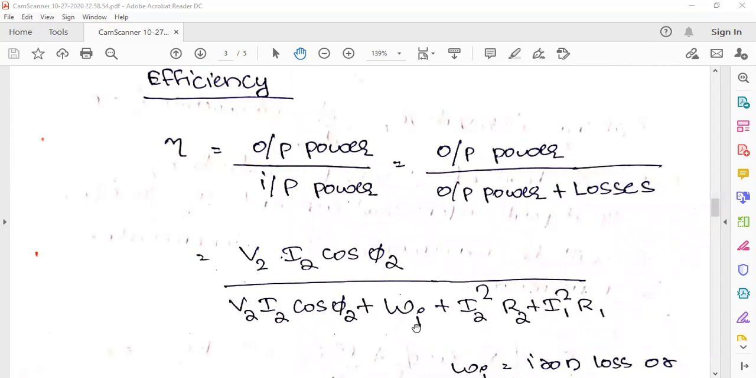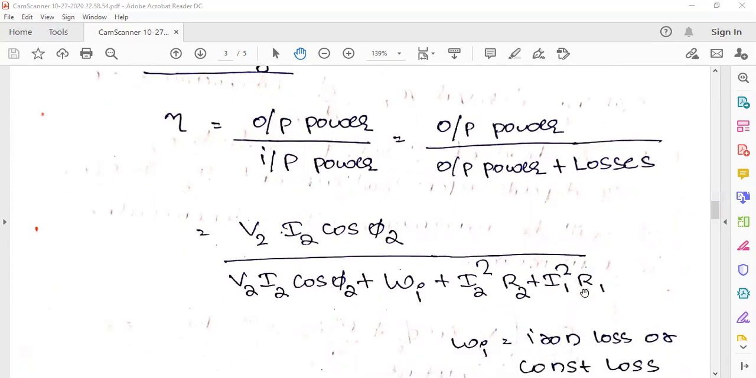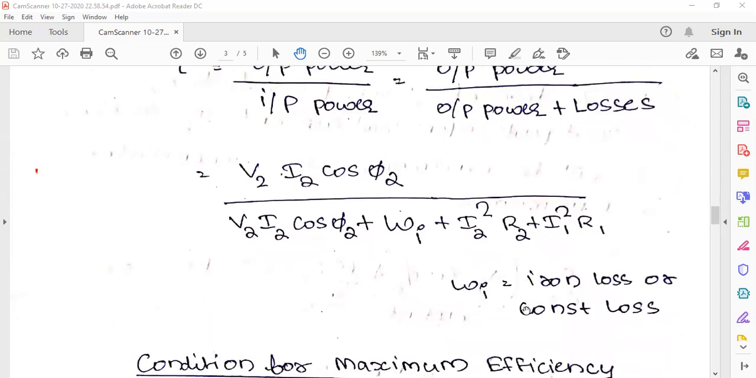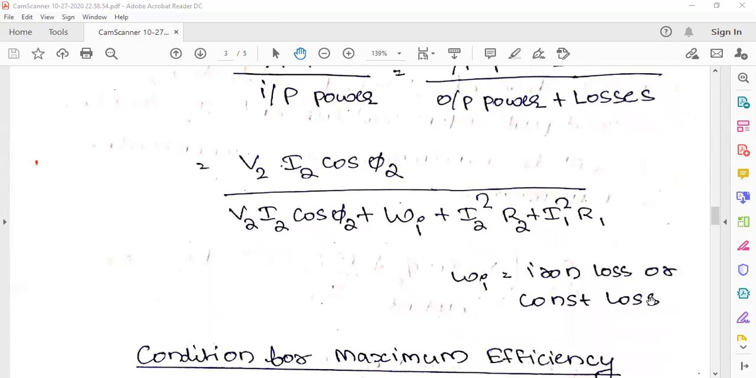So when we consider iron loss, there is nothing like primary, secondary. Everywhere it's just one core, and there is no primary core, secondary core like that. It's just one common core, and the flux is the same. So the iron loss will also be the same, right? And copper loss will be primary loss and secondary loss. And if you refer to the primary, we take it as R01, already explained. So just like I told you, Wi is the iron loss or the constant loss.